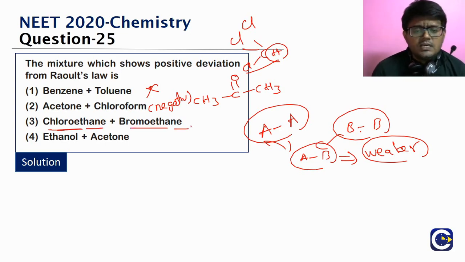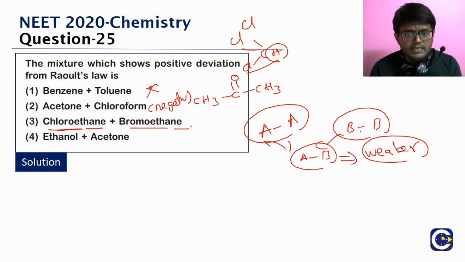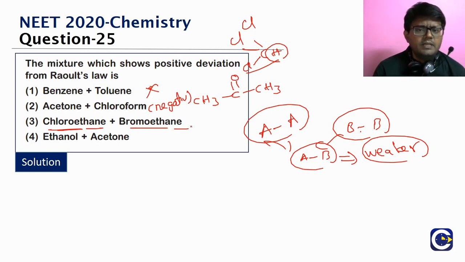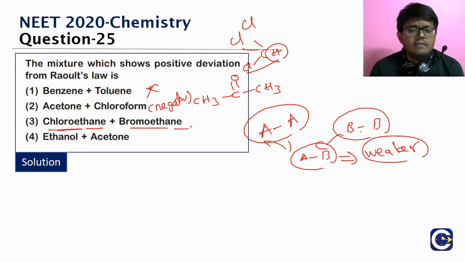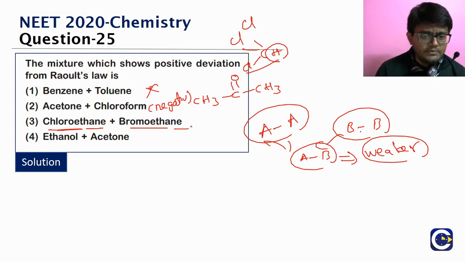Then chloroethane and bromoethane. These are also not polar molecules. The polarity value will be significantly less, and they will be almost comparable in terms of properties. So they will also not show much significant deviation, neither on the positive side nor on the negative side. So by now itself we got our answer. What will be the correct answer for this?